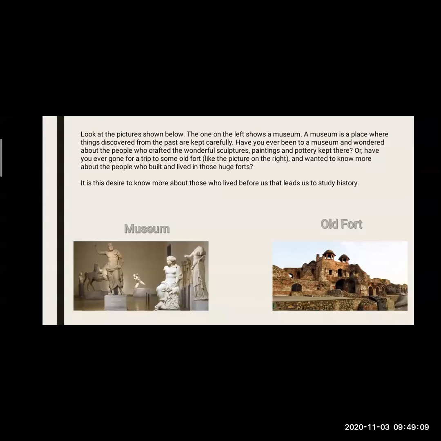So many times when you visit these places, you want to know about the people who built them and about the history. It is this desire, the wish to know more about those who lived before us, that leads us to study history.